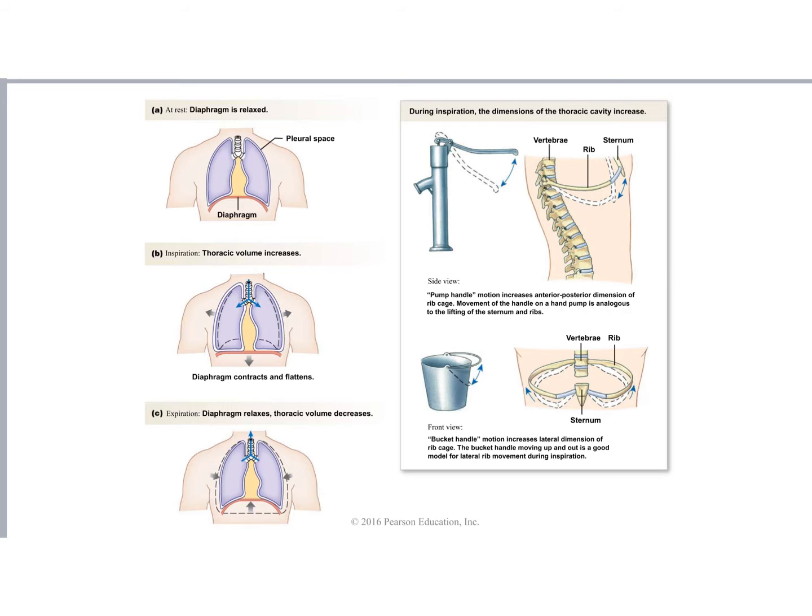And then after that, whenever the diaphragm relaxes, it pushes up into the thoracic cavity. So that is going to decrease the volume of the thoracic cavity. And anytime you decrease the volume of a container, you increase the pressure. So that raises the pressure above atmospheric pressure, so air will then leave the lungs.